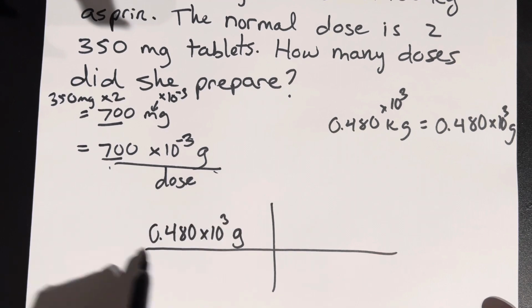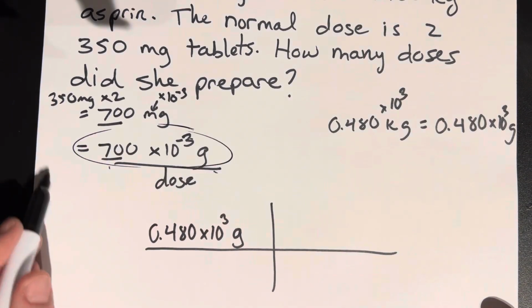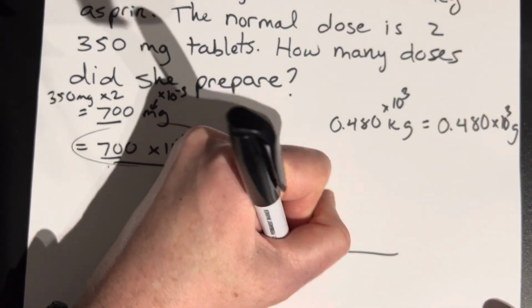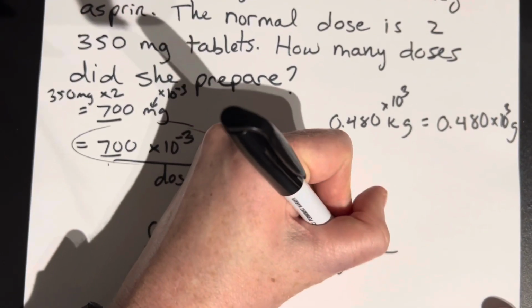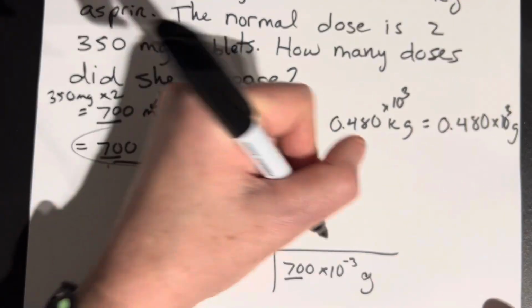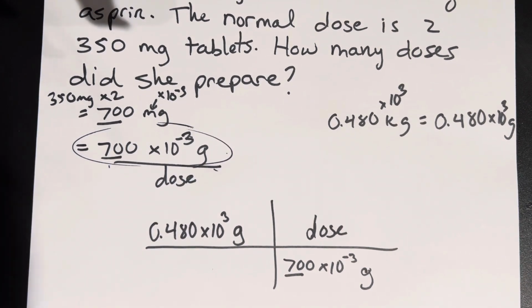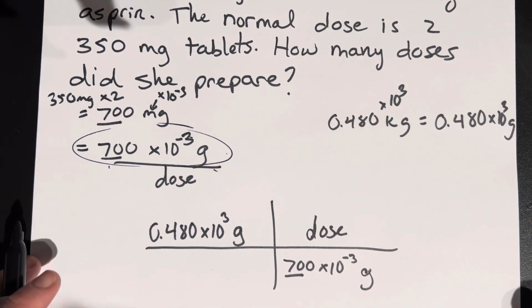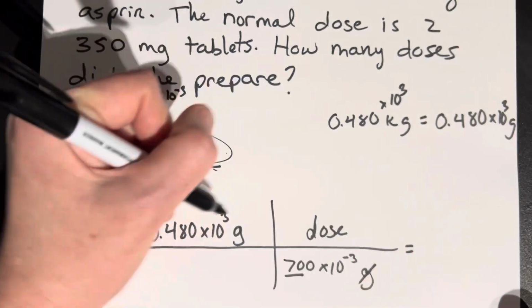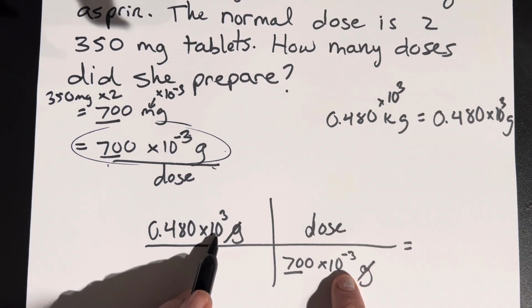Once we've done that, we've set it up. If this is grams, we have to put grams down there. We're taking it from here. So 700 times 10 to the negative 3 grams per dose, and dose ends up there. Now we just need to calculate this. Our grams have canceled and we're left with dose, and that's good because it asked how many doses we prepared. Now we just have to do a little bit of math.